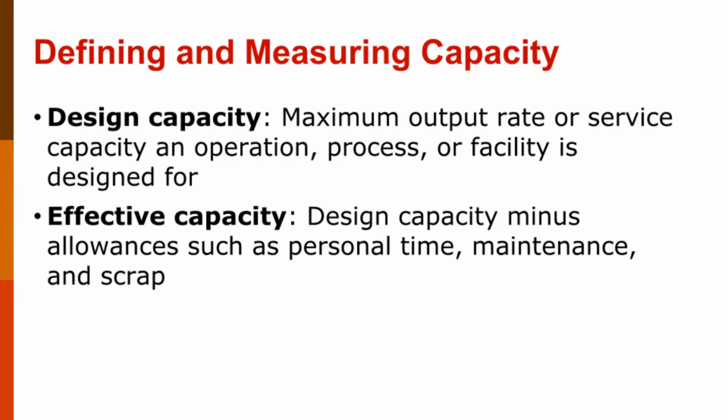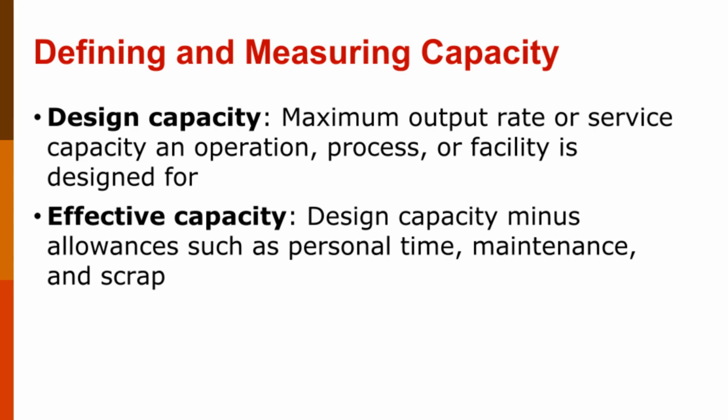Effective capacity is design capacity minus allowances such as personal time, maintenance, and scrap. For example, a machine might be designed to produce 100 units an hour, but if it requires 1 hour of maintenance for each 8-hour shift, then its effective capacity is 700 per shift.